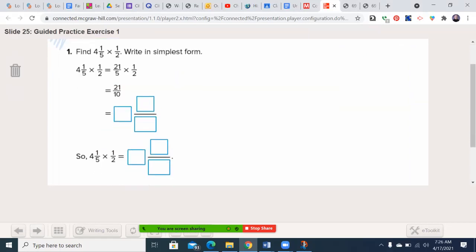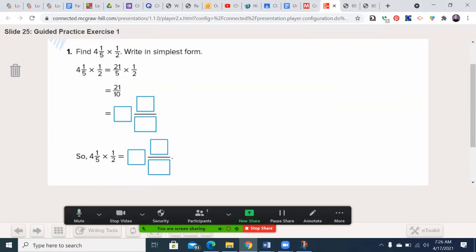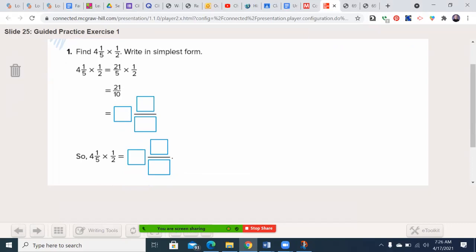All right, here's the first one I want you to practice. I want you to do this one. And they've kind of helped you out. They've already turned 4 1/5 into 21/5 by 4 times 5, or 5 times 4 is 20, plus 1 is 21. And they already had a half. They've done the multiplying. So now I want to see whether you can take the multiplying part and simplify this.